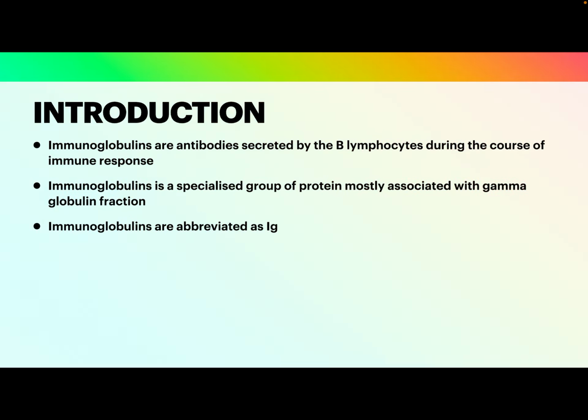immune response. They are a specialized group of proteins which is mostly associated with the gamma globulin fraction. We know that our plasma consists of three types of protein: albumin, globulin and fibrinogen. And the globulins are of alpha globulins, gamma globulins, and beta globulins. So in that, immunoglobulin is a specialized group of proteins which is mostly associated with the gamma globulin fraction, and it is abbreviated as Ig.